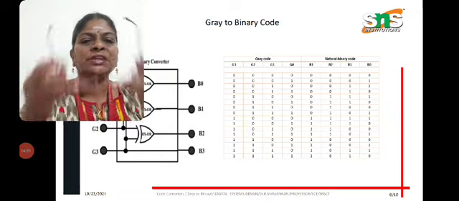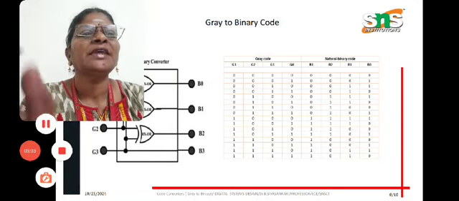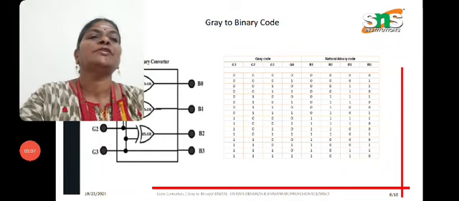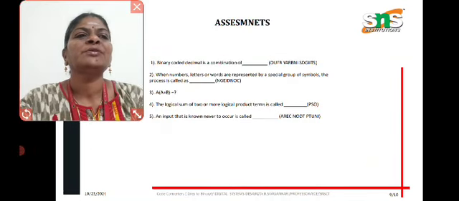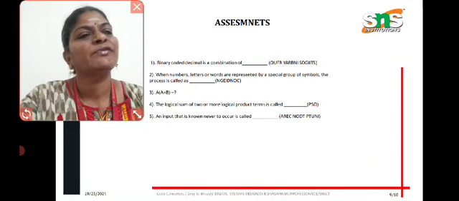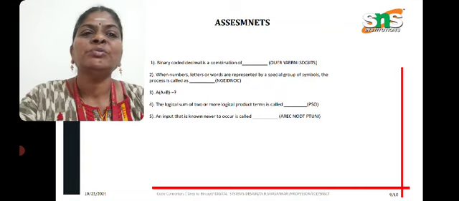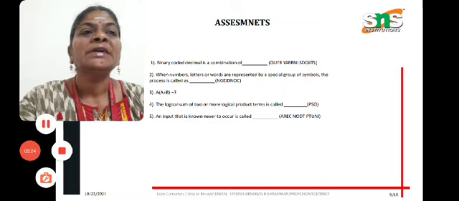In this truth table, the input is gray and the output is binary. With this truth table we can also prove it using a K-map. We can plot and find the answers for B1, B2, B3, B4, and along with that we can draw the logic circuit. So this is all about gray to binary.